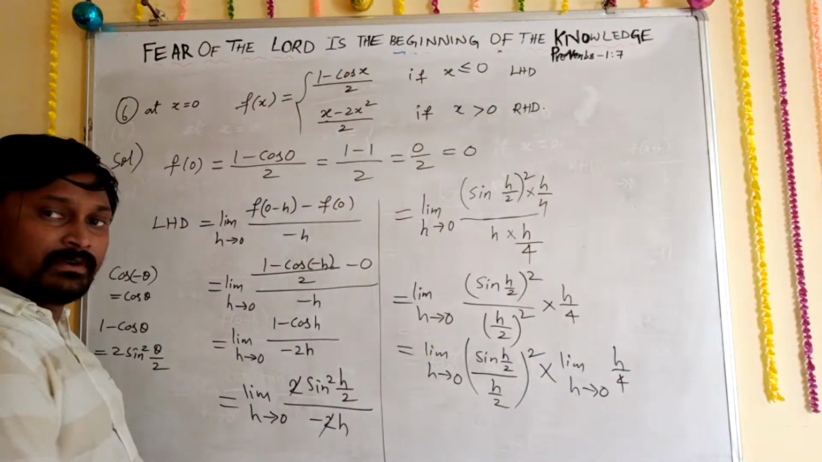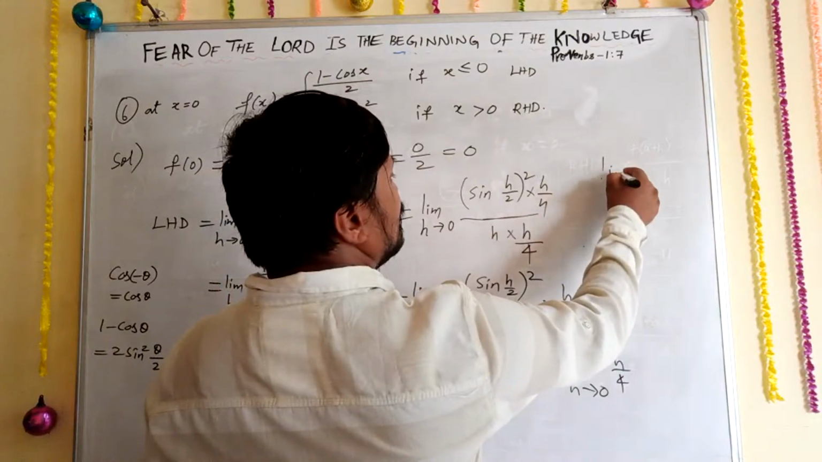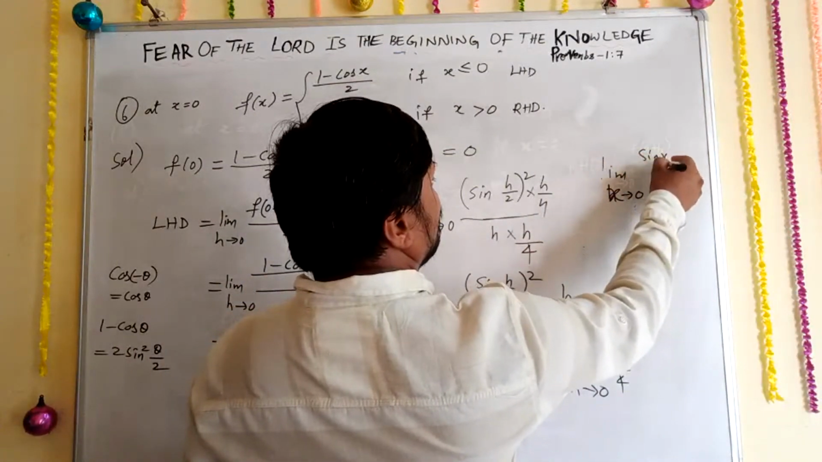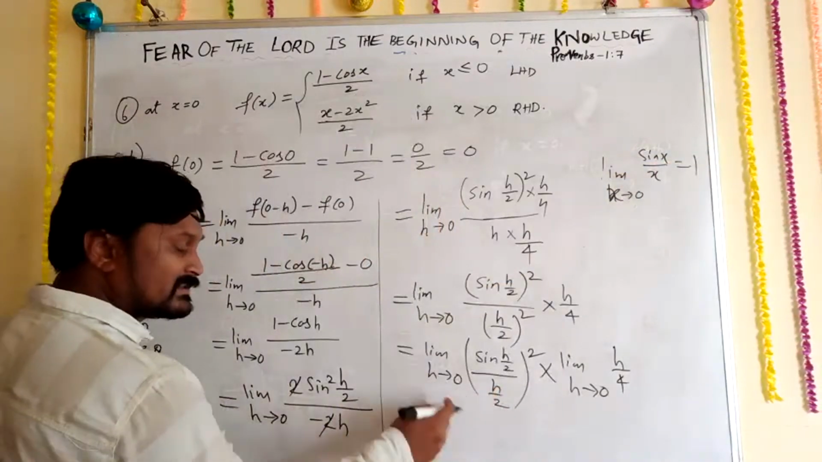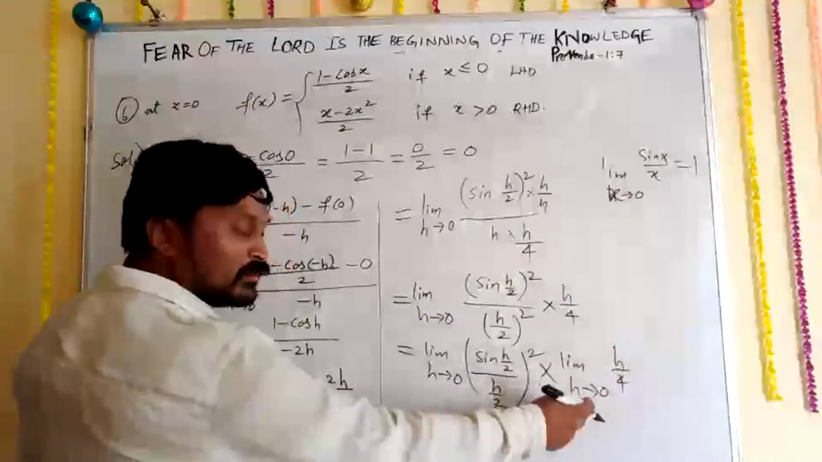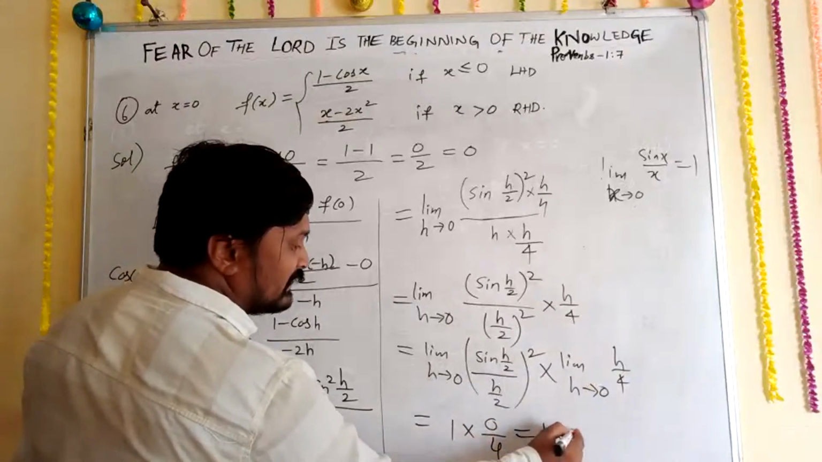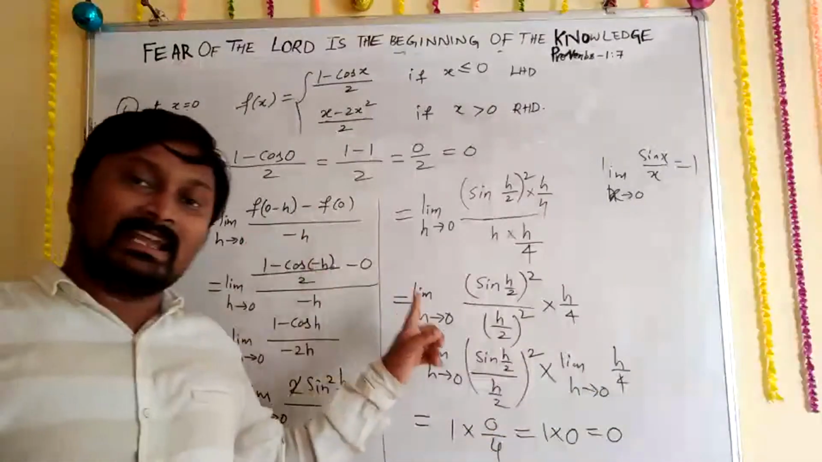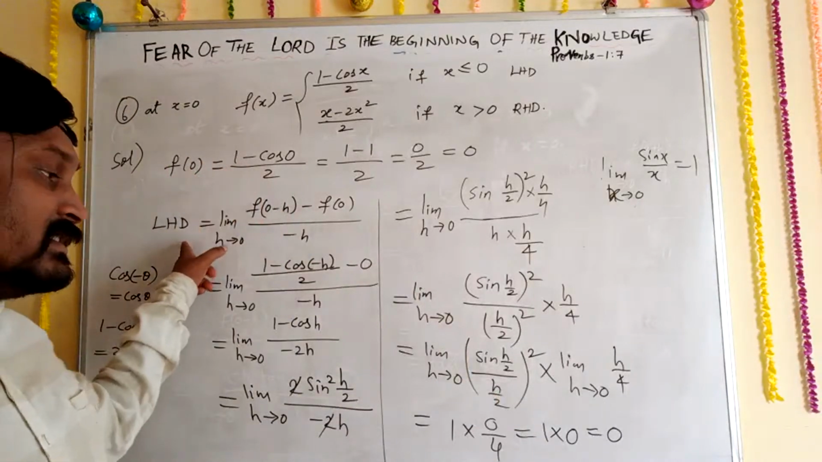So now what do we need to do? Just substitute the value: limit x tends to 0 of sin x upon x is equal to 1. By using that, this full part becomes 1 into limit h tends to 0 of h upon 4. Remove the limit, apply 0 upon 4. That is 1 into 0, which is nothing but 0. So in this way, we get the LHD. Okay. So now f of 0 we got, and LHD we got as 0.